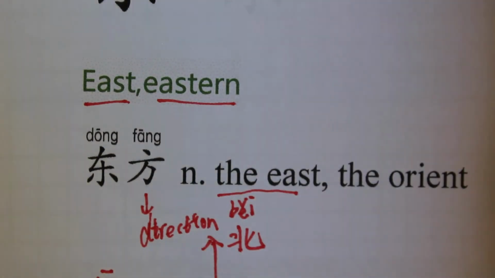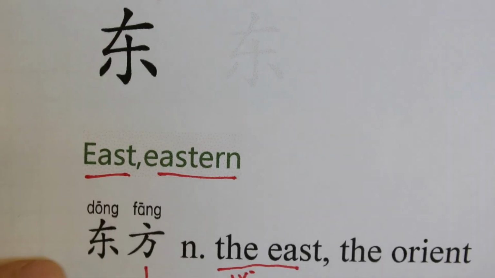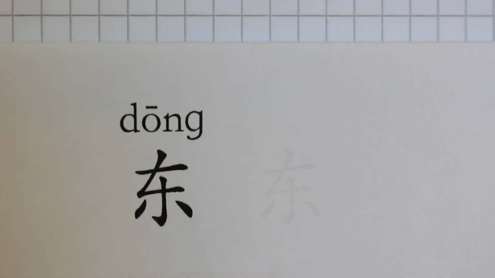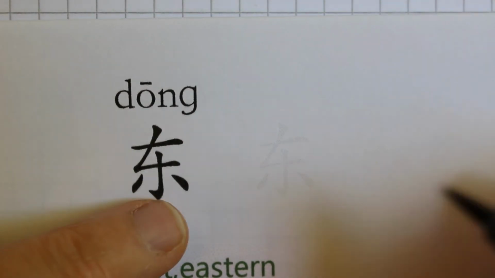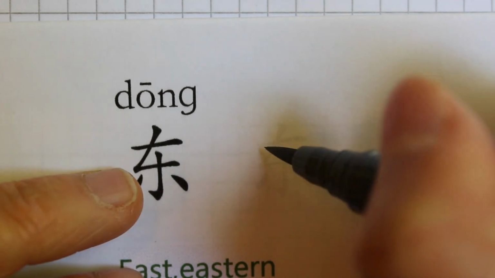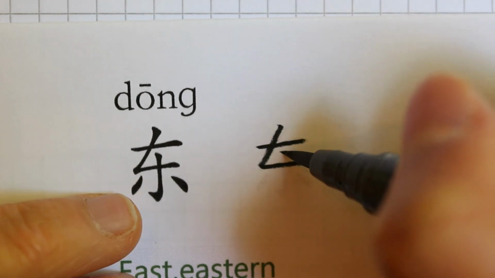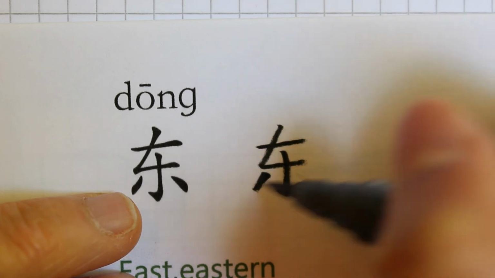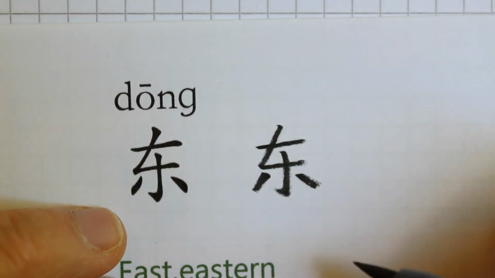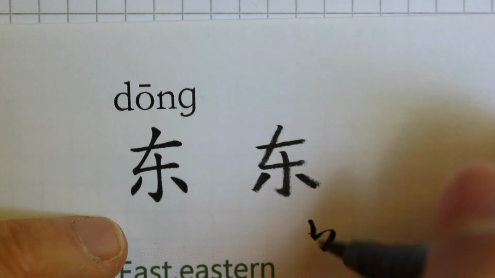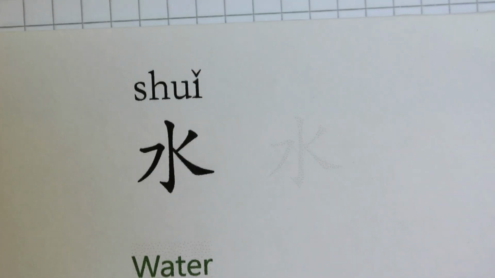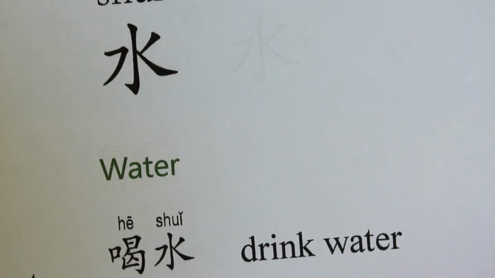Okay, now let's try to write 东 together. 1, 2, 3, 4, 5. So 东 has 5 strokes. 东有5画. And the last character today is 水.